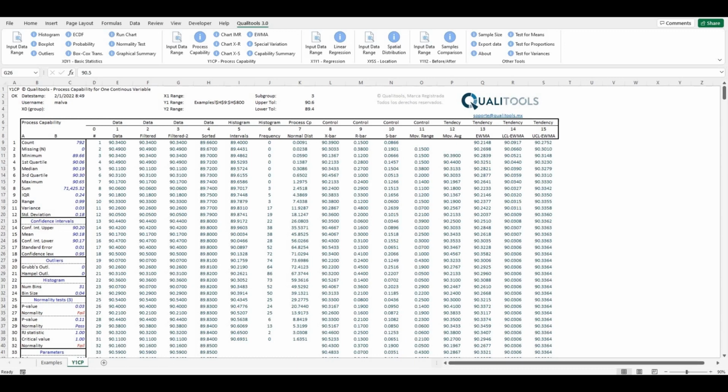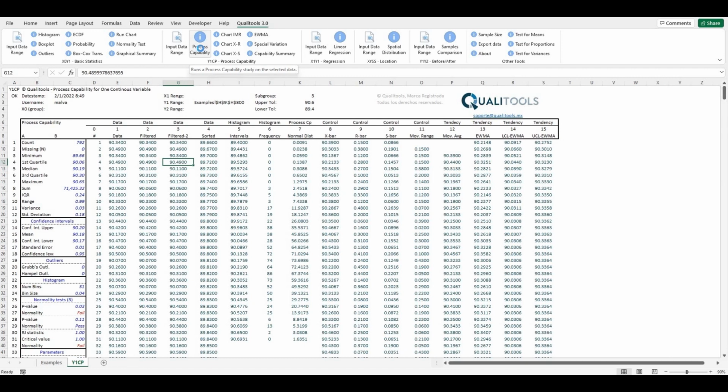When we have selected the calculated table Y1CP, we have access to all the visualizations that are inside of the module. In this version of Qualitools, all the visualizations have the information icon. In this example, we will select each visualization one by one.